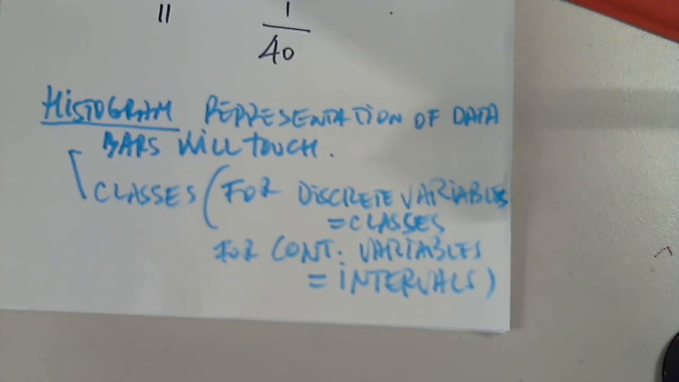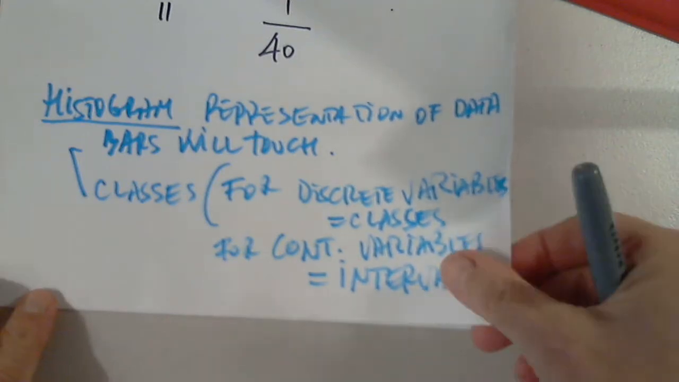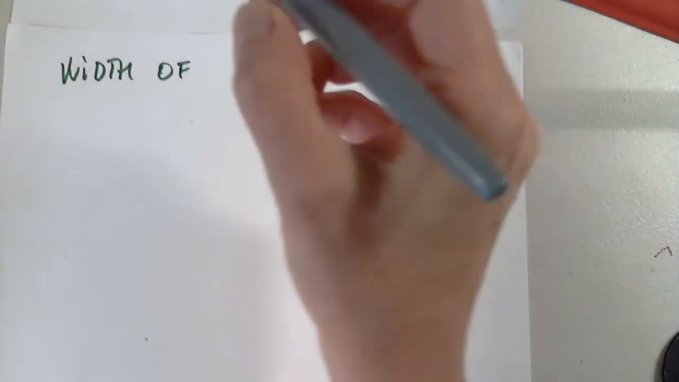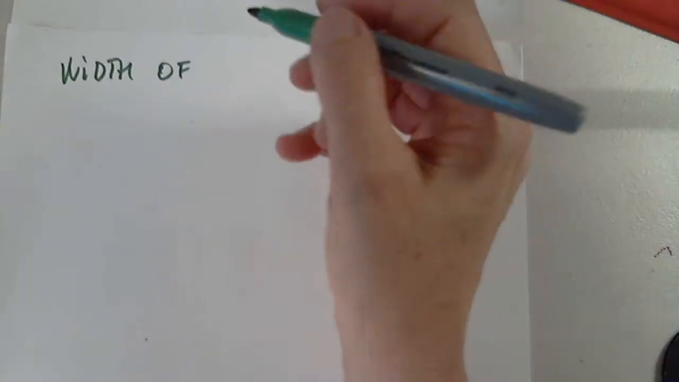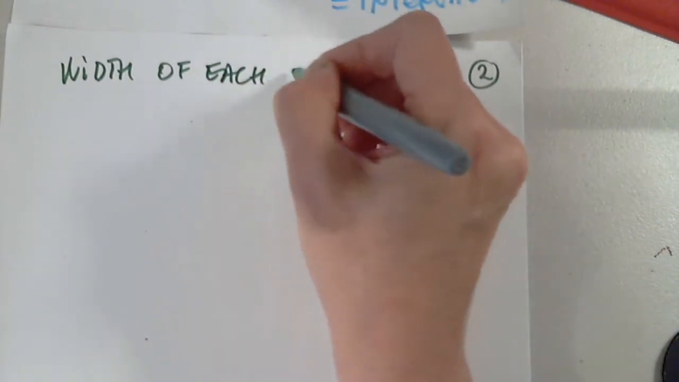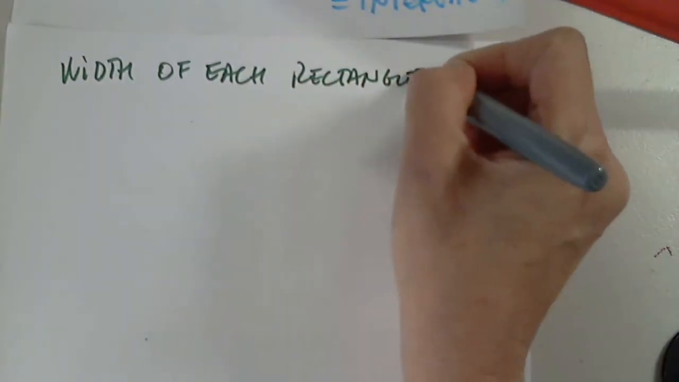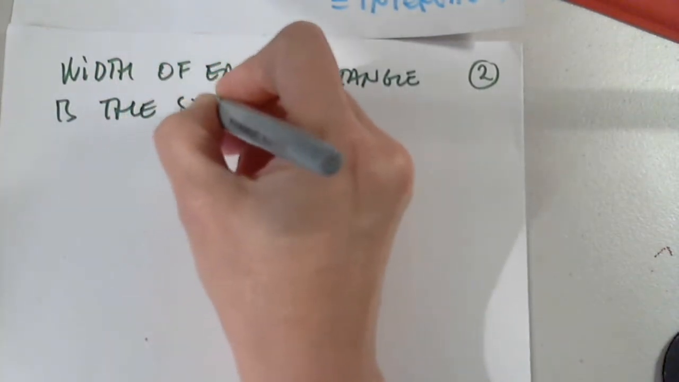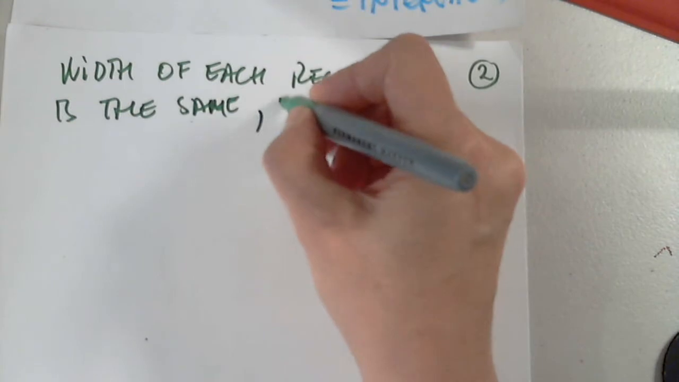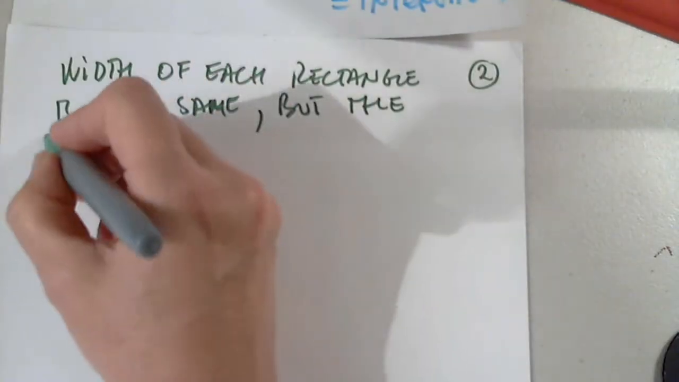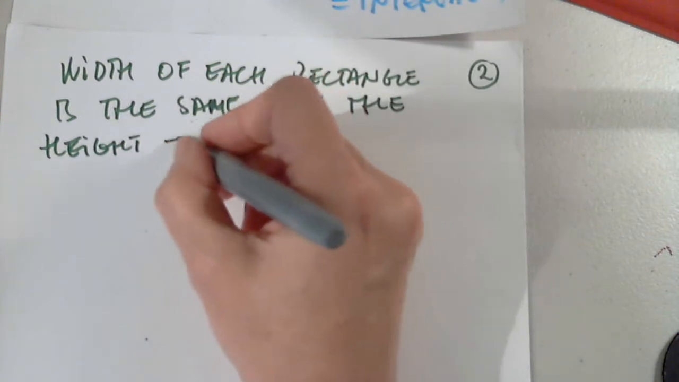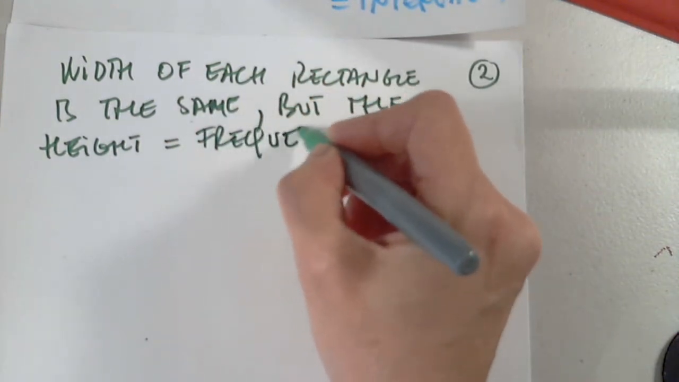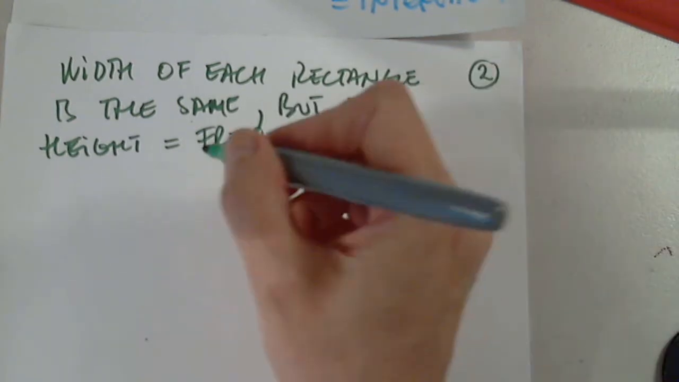Okay. So we will be dividing the data in classes. After we divide, the width of each rectangle is the same, of course. The width of each rectangle is the same, but the height equals the frequency, or relative frequency.